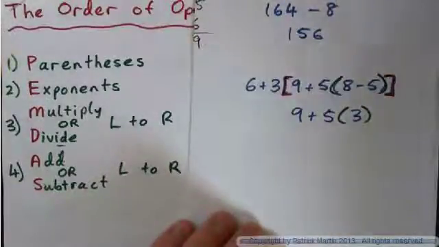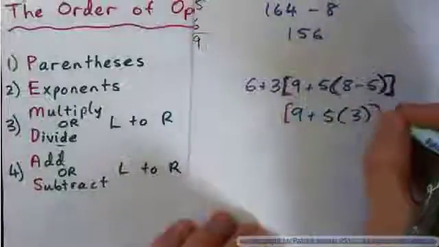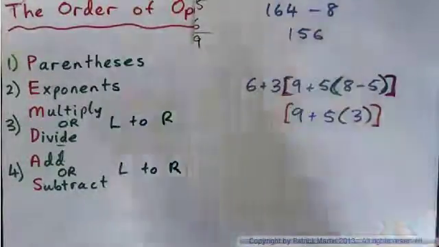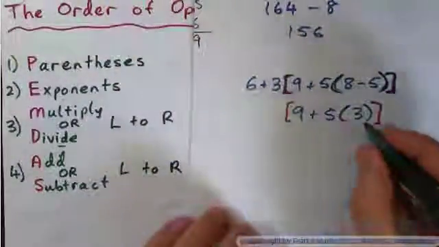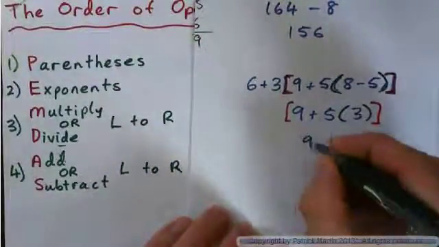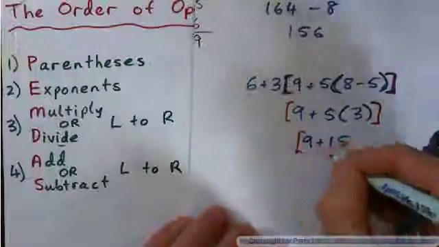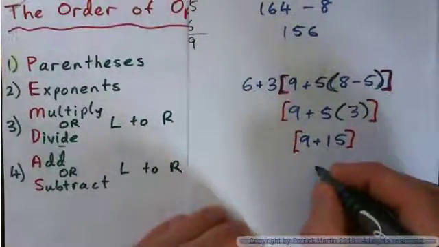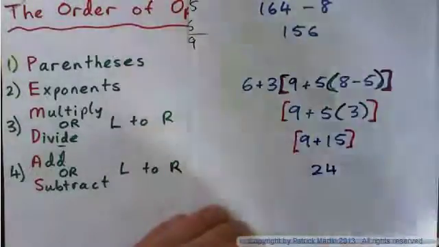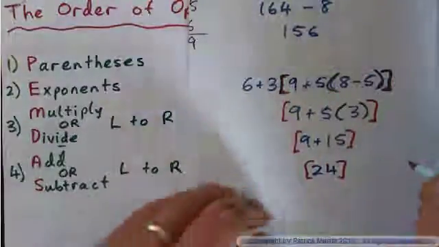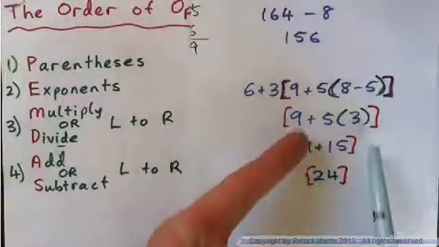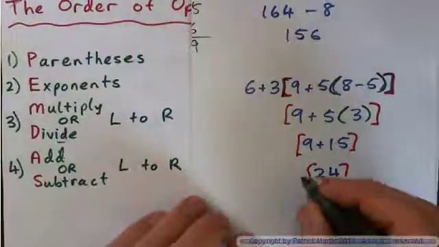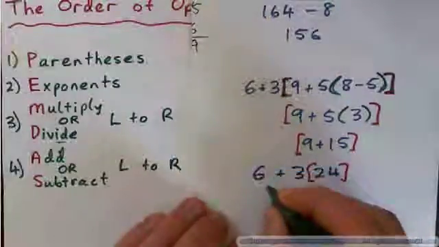So inside the red we have this. We have a multiplication and an addition. What comes first, multiply or add? Multiply, right? 15. And 9 and 15 makes 24. And so what I've done was I've calculated whatever was inside the red parentheses first. I'm doing parentheses first. So all parentheses are now done. So I'm done with that.